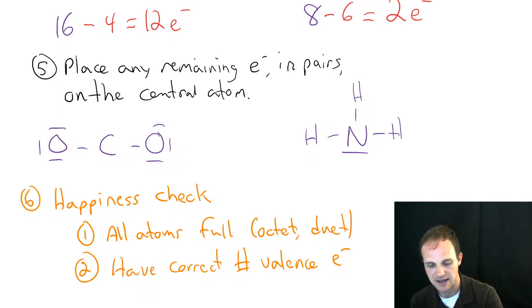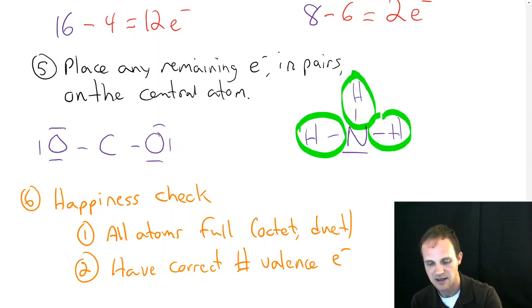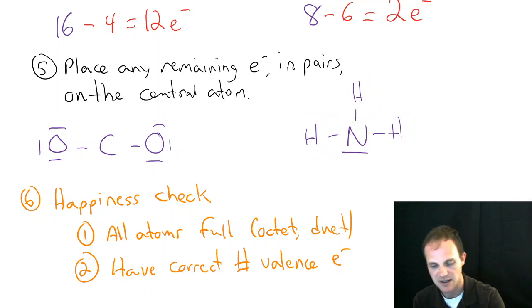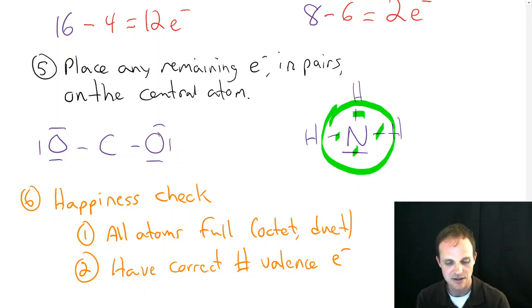On the right-hand side, let's look at this hydrogen. He's happy. He's got 2 electrons. Happy, happy. So we've got 3 happy hydrogens with 2 electrons apiece. What about this nitrogen? If we look, he's got 2, 4, 6, 8. He's happy. So everybody's happy.